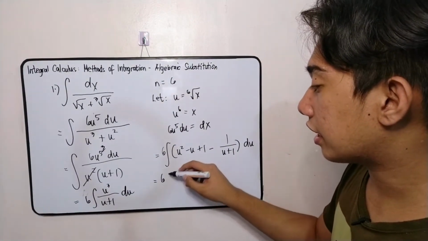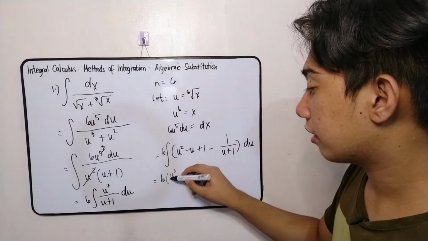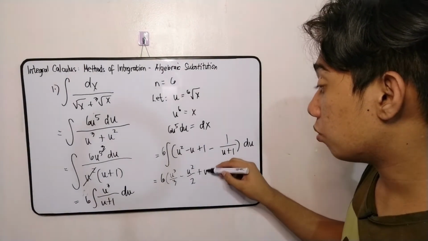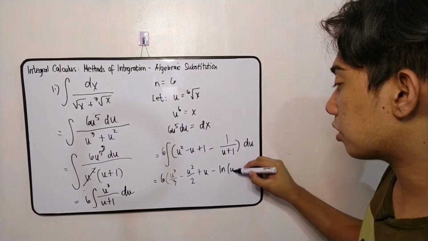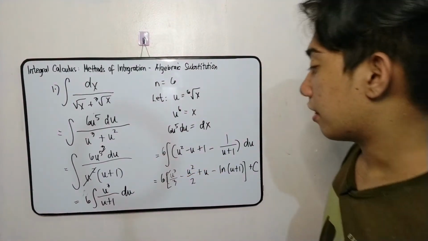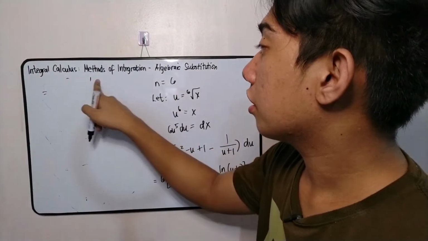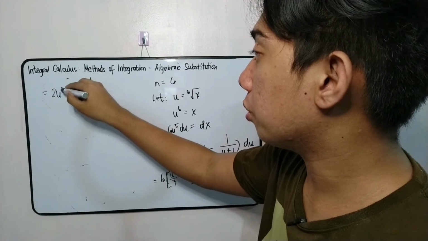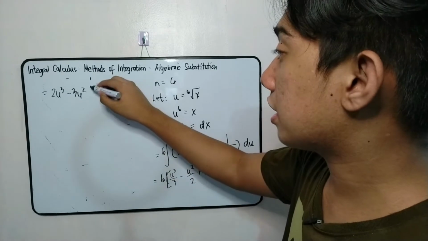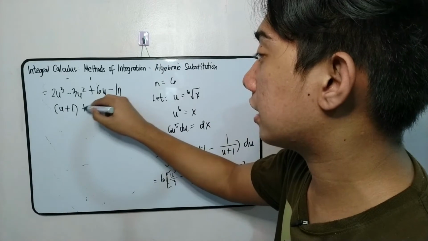So after getting the integrals, the answers will be, the integral of this one is u cubed over 3. The integral of this one is u squared over 2. The integral of this one is u. And the integral of this one is ln of u plus 1. Then don't forget to integrate with plus c. Okay? Next is we distribute the constant. So 6 divided by 3 is 2, so this becomes 2u cubed. Then 6 divided by 2 is 3, so 3u squared plus 6u minus ln of u plus 1 plus c.